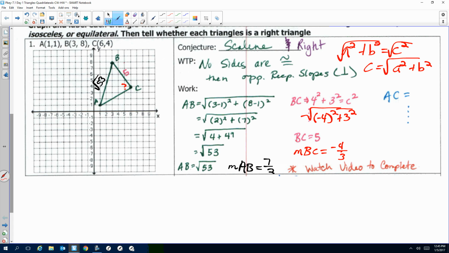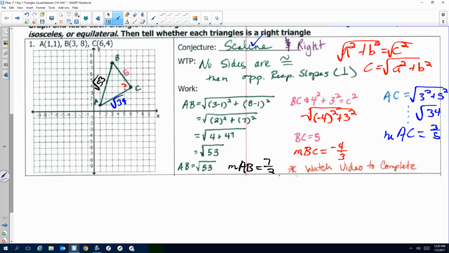So I'm going to do the same thing for AC. Find your slope of AC. Count your delta y over delta x, vertical over horizontal, rise over run. Yeah, it's 3/5. So to find the length underneath the radical, I'm just going to put 3 squared plus 5 squared. That gets simplified to the square root of 34. So if I look at each side, they're all different. So did I prove it's scalene? Yes. Okay, so my conjecture was right here. I'm correct on that part.